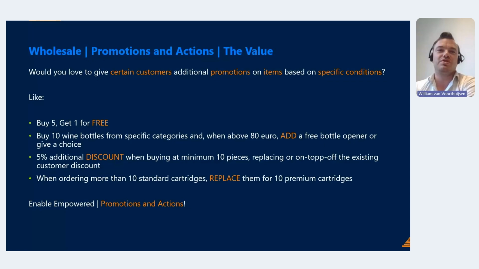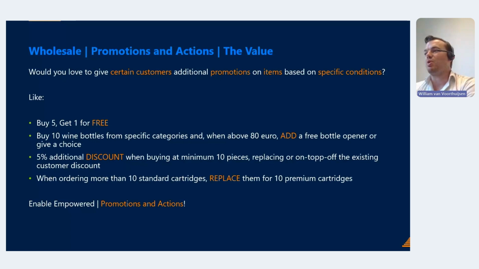And within promotions and actions, we basically have defined 4 types of promotions. Those are free, add, discount, and replace, and I would like to elaborate a little bit more on them. So the first one you can have is the promotion type free, which basically allows you to create situations like a buy 5, get 1 for free, which you can easily use by the promotion type free. And of course, I'm going to dive into that in the demo as well.